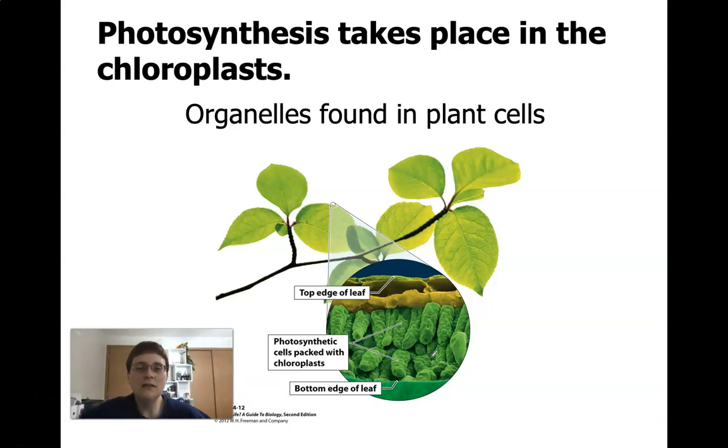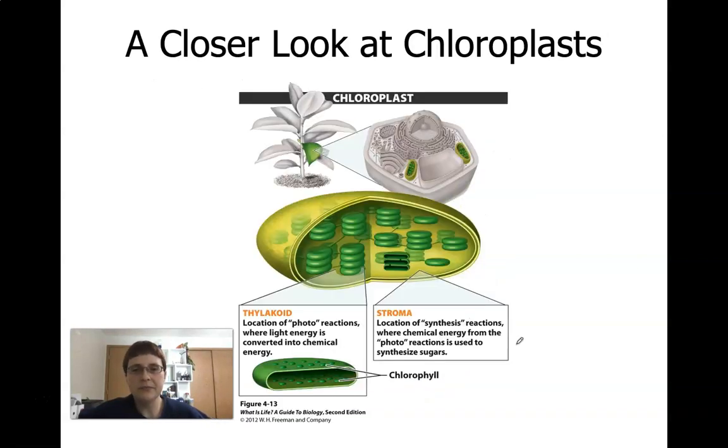But then all of the cells here in the middle, you can see they're bright green. That's because they're packed with chloroplasts. And then you can see the bottom edge down here. So this is where those chloroplasts are going to be found. And here is a chloroplast. So there are 2 main sections of a chloroplast. They are surrounded by a double membrane, and in the inside we've got 2 sections.